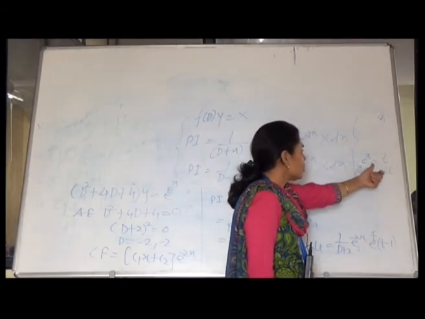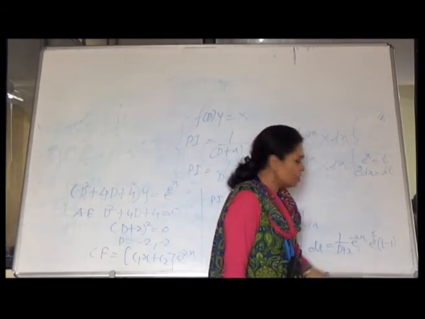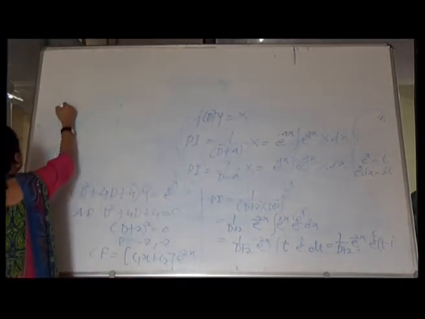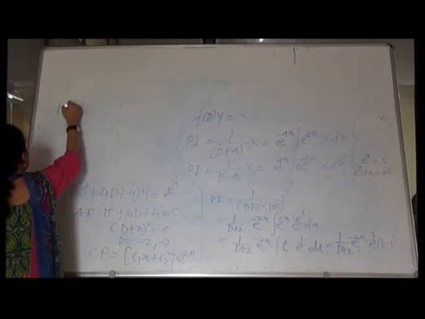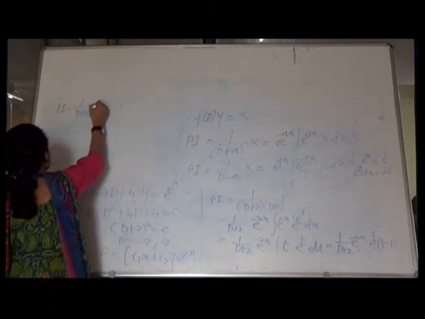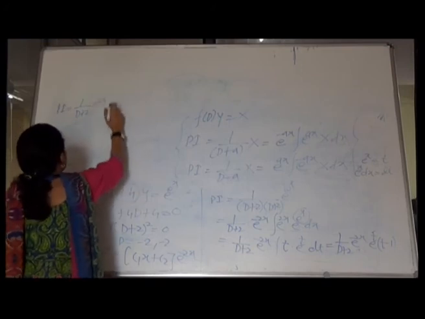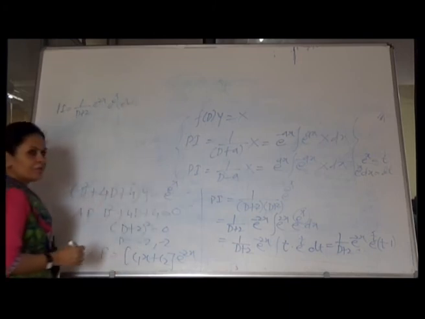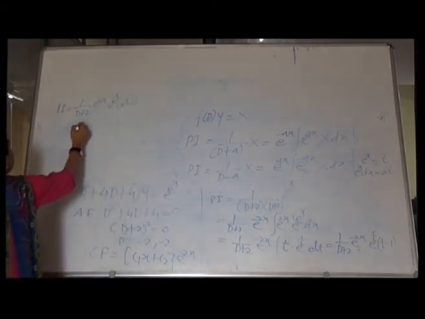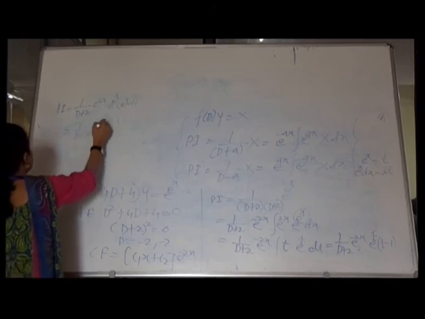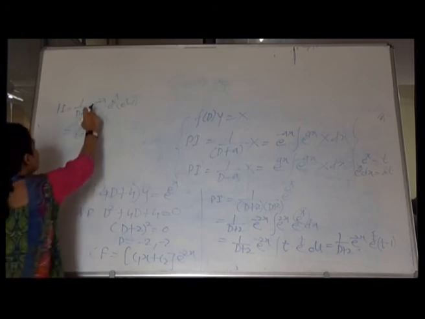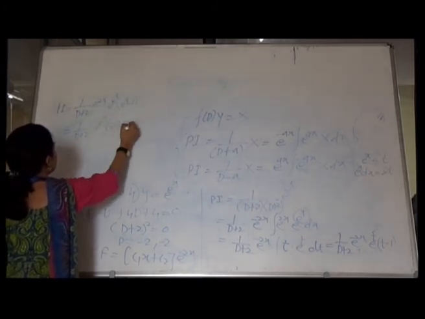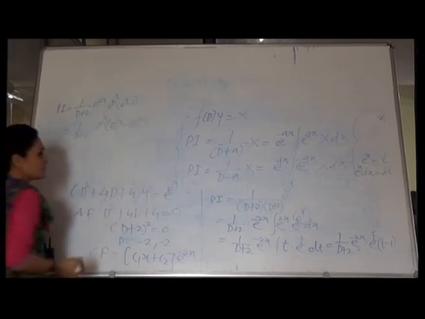But what is t? Going back to t, where t is again e raised to x. So what is the function I am getting? I am getting the particular integral as 1 upon d plus 2 into e raised to minus 2x into e raised to x into bracket e raised to x minus 1. Do you agree? And this gives me further 1 upon d plus 2 e raised to x. Let's multiply this e raised to minus 2x inside, which is going to give me e raised to minus x and minus e raised to minus 2x.